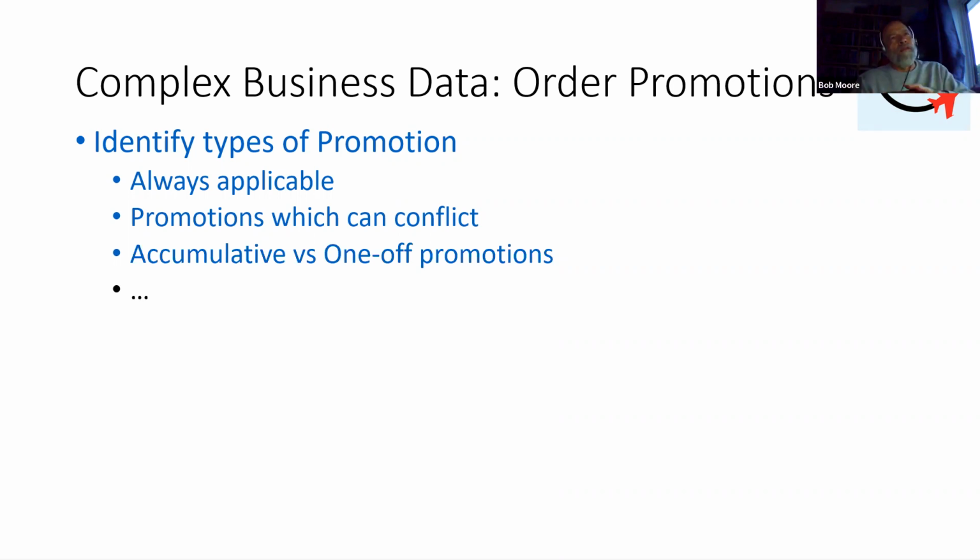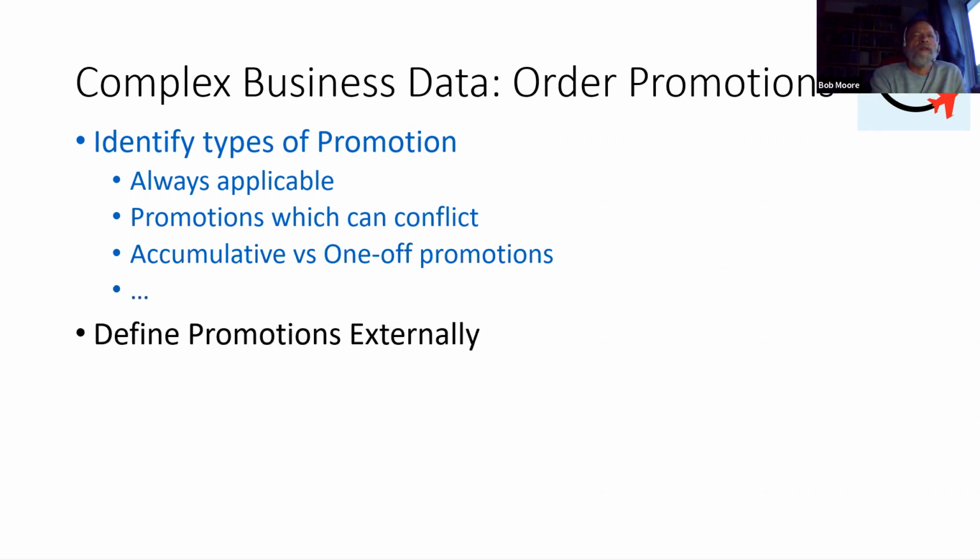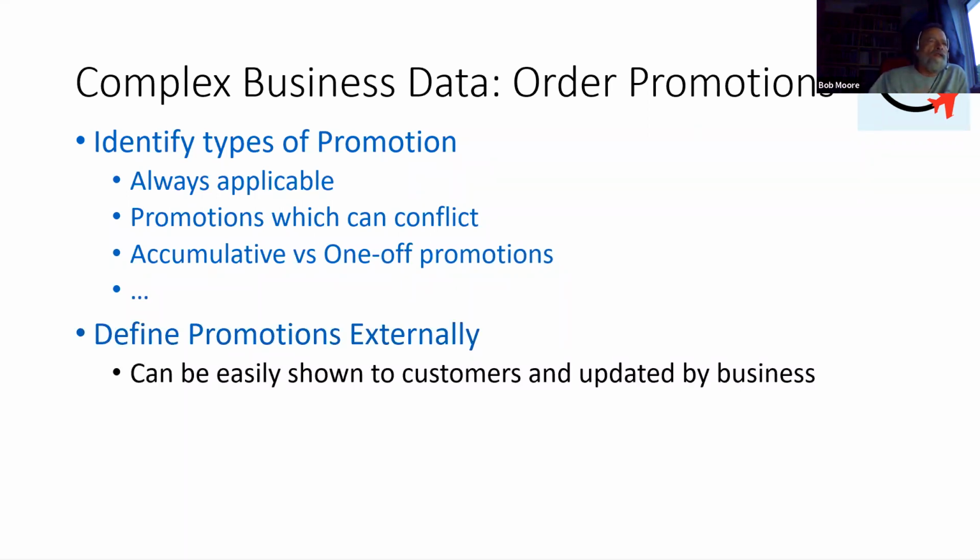So trying to do this sort of thing fully with all of the business data hidden within the decision service starts looking very difficult. It looks much nicer if you can try and define the promotions externally. The big advantage of that is that you can much more easily show to customers what's going on. If you have your promotions hidden away in a decision table or in a set of rules, how can you be sure that you can show those things to the customer? Whereas if you define your promotions externally, then you can just show those to the customer as well as building them into your decision service.